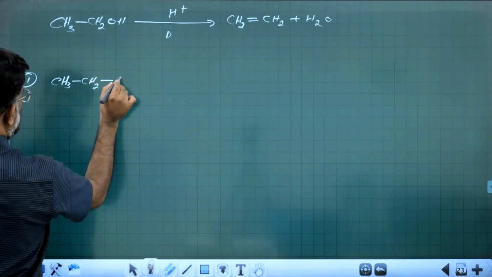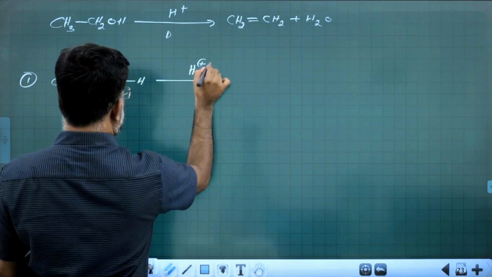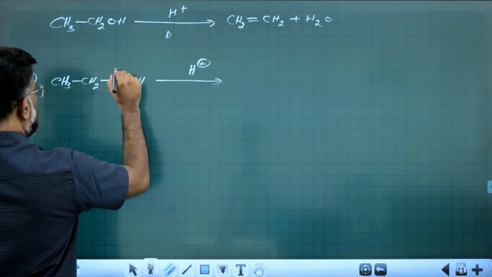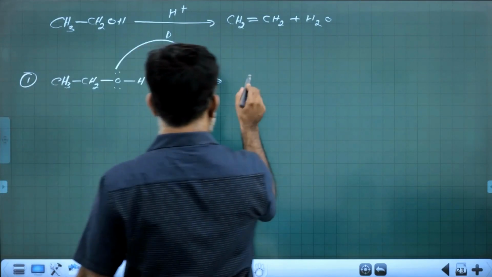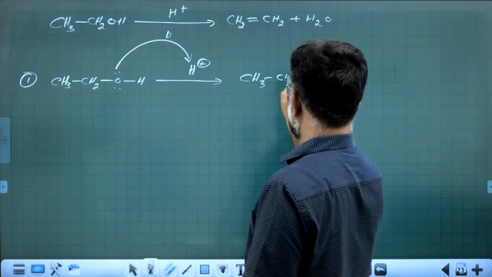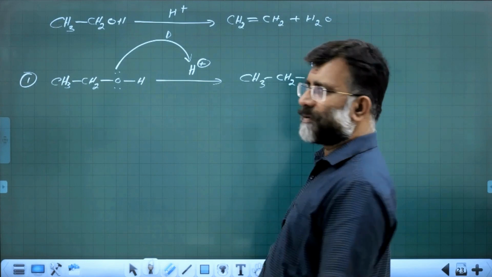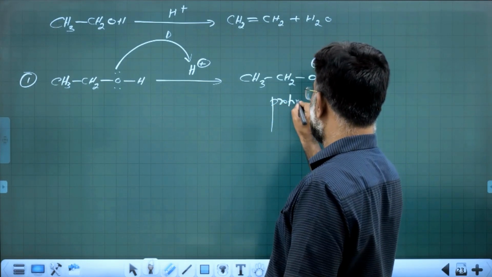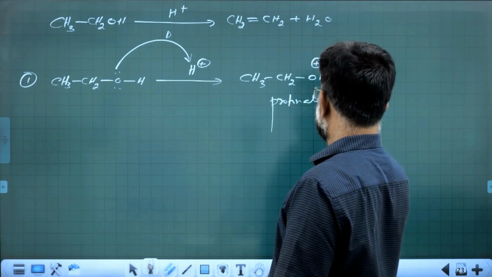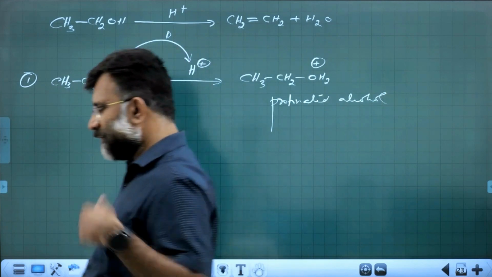CH3CH2OH is getting protonated. And now what is the result? You get CH3CH2OH2+. This is called a protonated alcohol. Now the second step.